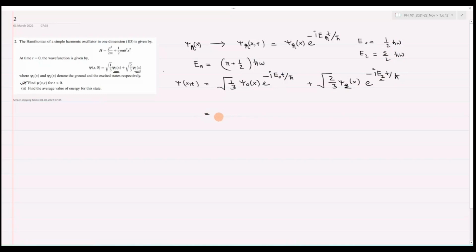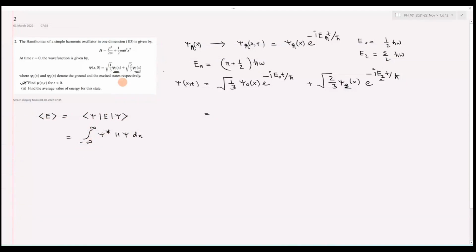Everyone agrees? Okay. Now we are supposed to find the average value of energy for this state. You can solve it by starting like this: the integral from minus infinity to infinity of psi star H psi dx. If you try it like this, you will get the same result.